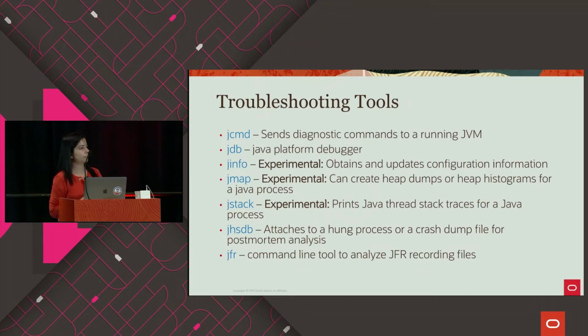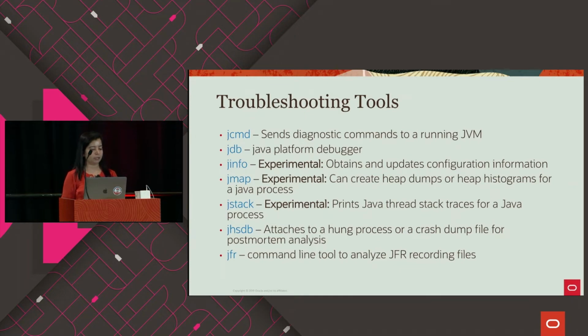So, after monitoring tools, we have a bunch of troubleshooting tools in the JDK bin folder. The first one on the list is jcmd, which is a new tool added to JDK bin, and it can send diagnostic commands to running JVMs and collect diagnostic information from Java applications. Then jdb, the Java Platform Debugger, which implements JDI APIs and can be used to debug Java applications.